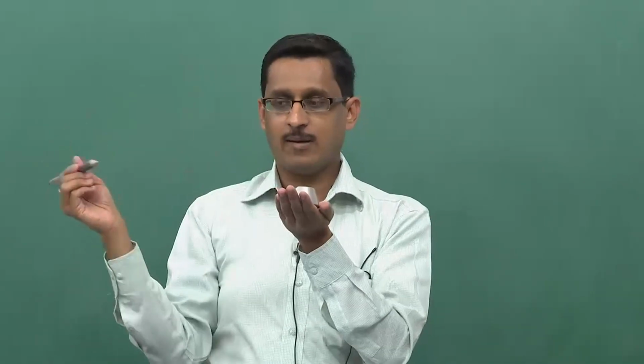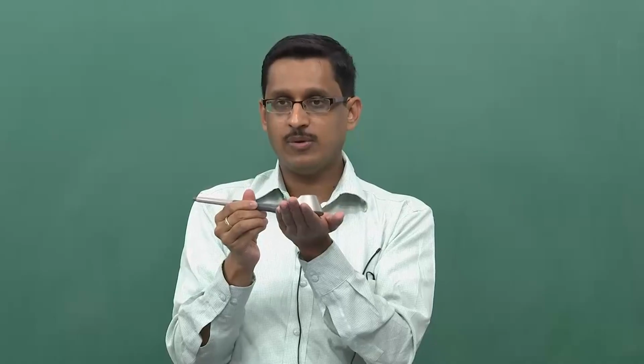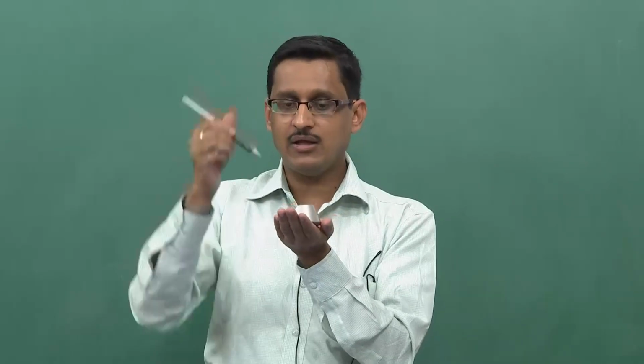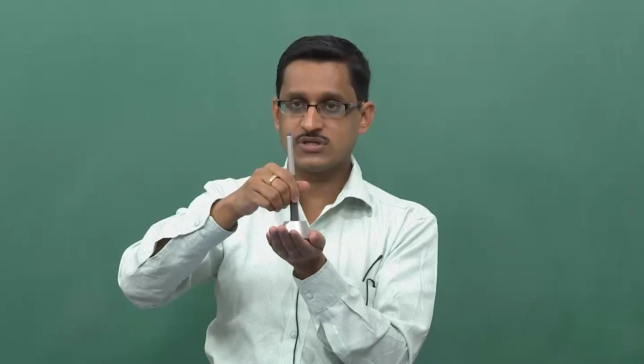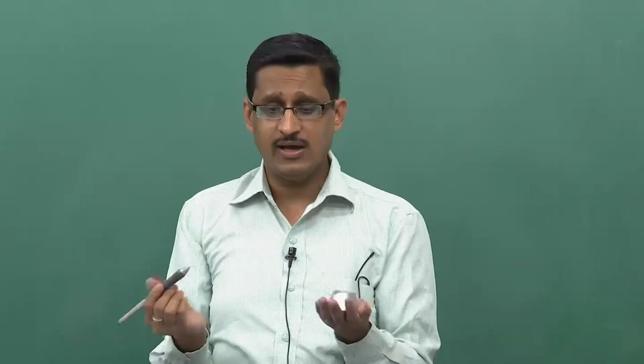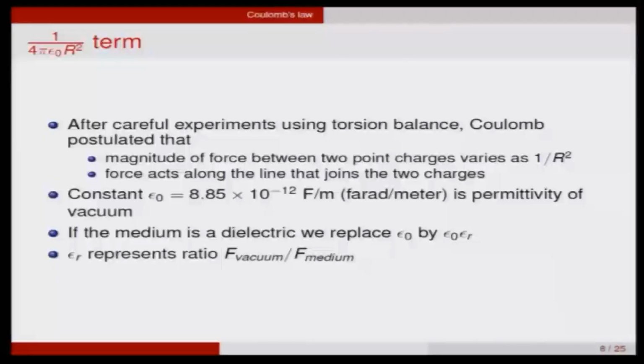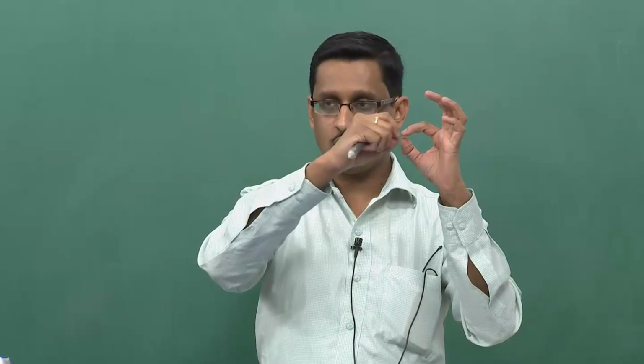On the other hand, if I apply a 10 Newton force here, I would be able to move the object. So, clearly the direction along which the force is acting is very important, and that direction, which Coulomb found out, was that the force acts along a line that joins the two charges. So, you have two charges over here, you draw a line.